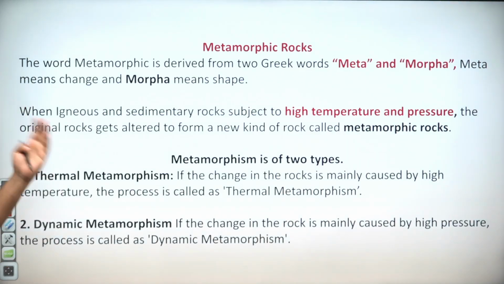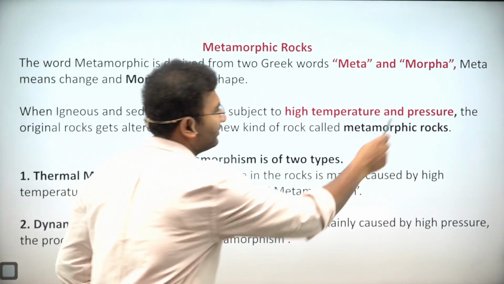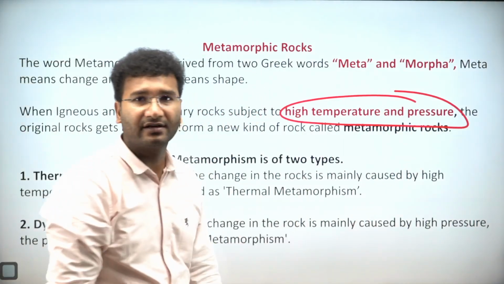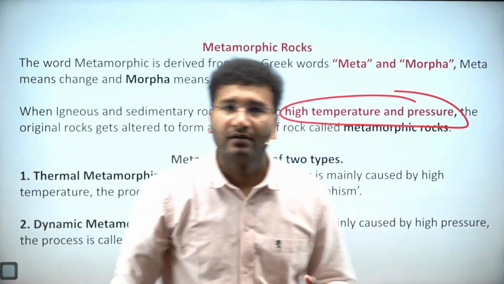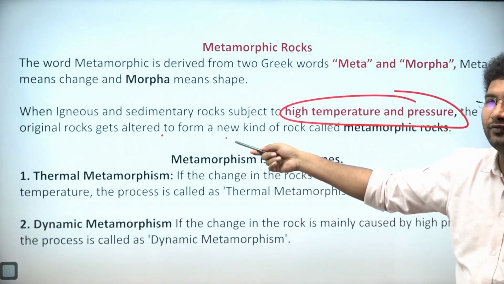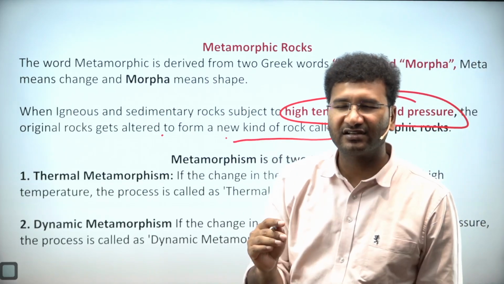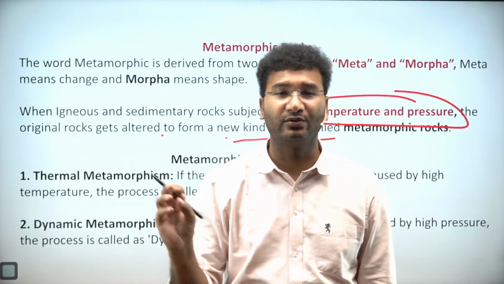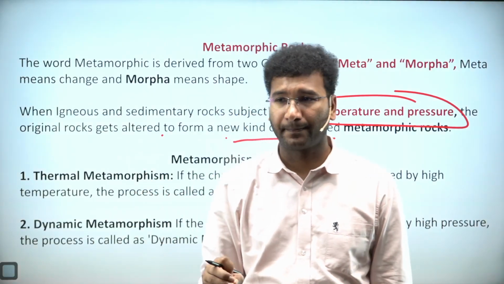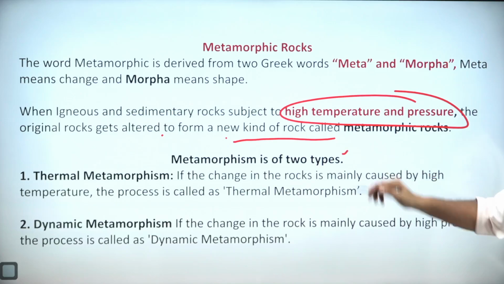Now let me read the literature for you. When igneous and sedimentary rocks are subjected to high temperature and high pressure, that rock gets altered and tends to form a new kind of rock, which is called metamorphic rock. That means structurally you can see the changes. You will get to see the changes in the structure. Next, this metamorphism is of two types.